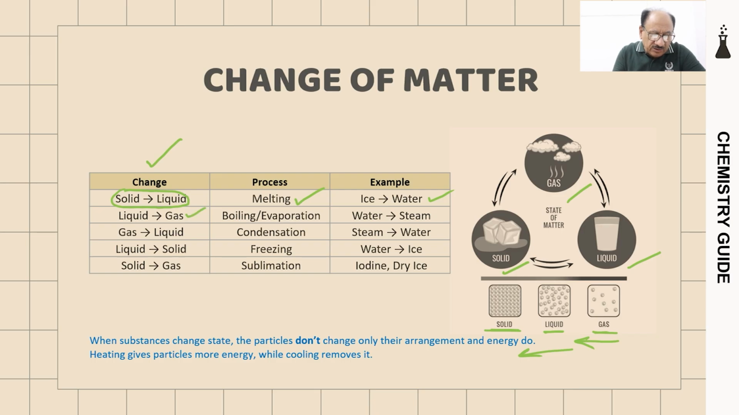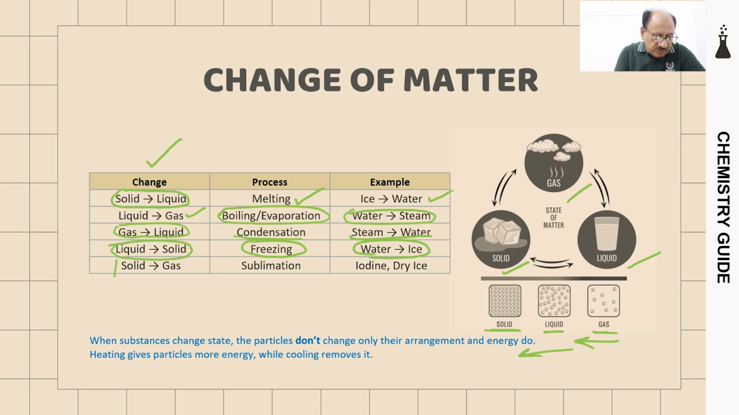Similarly, liquid to gas is boiling, or we can say evaporation. An example is water converting to steam. Gas to liquid is condensation: steam converting to water is condensation, where we cool steam to get water. Similarly, liquid and solid can be interchanged. Liquid can be cooled down, like water freezing to solid. When we put water in a freezer, it freezes to ice, so water is converting into ice.